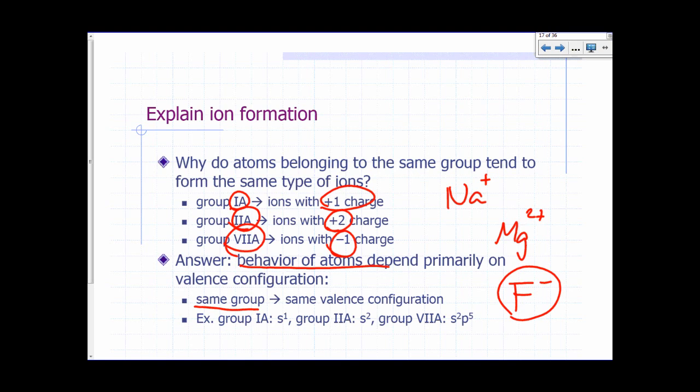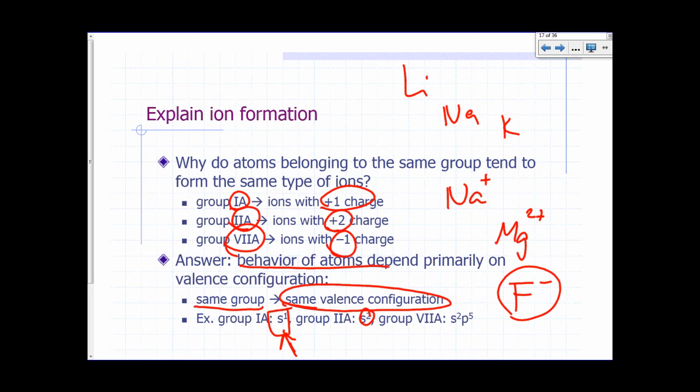Okay. Now, why do atoms in the same group have the same behavior? Because they have the same valence configuration. So, for example, all group 1A atoms like lithium, sodium, potassium, okay, they have an s1 outermost configuration. Their valence configuration is s1. By losing that one electron, they all gain a noble gas-like configuration.